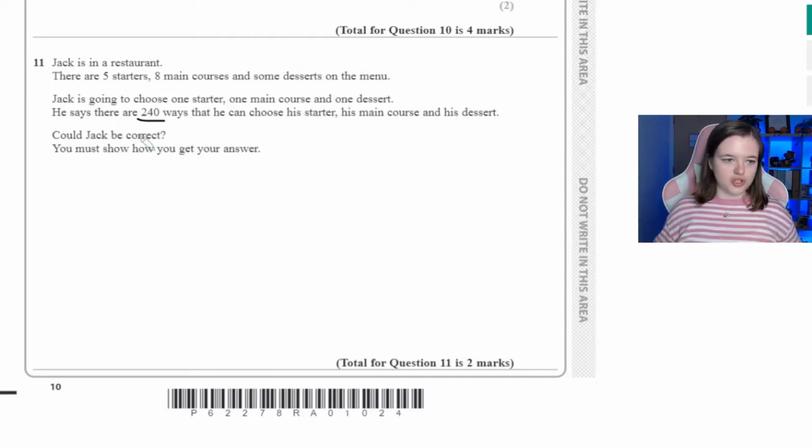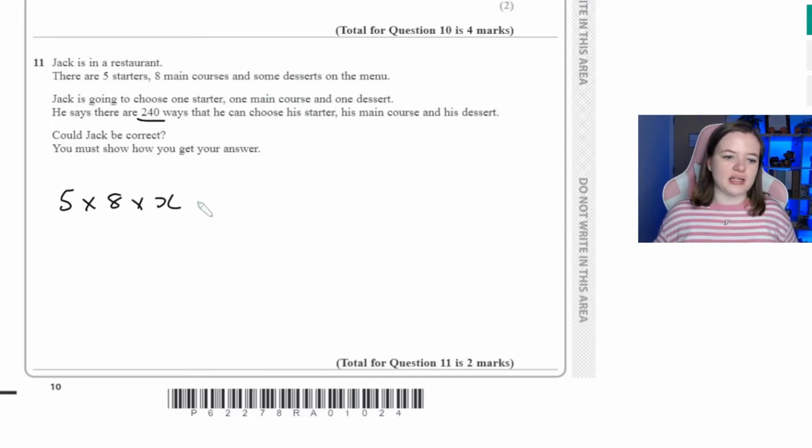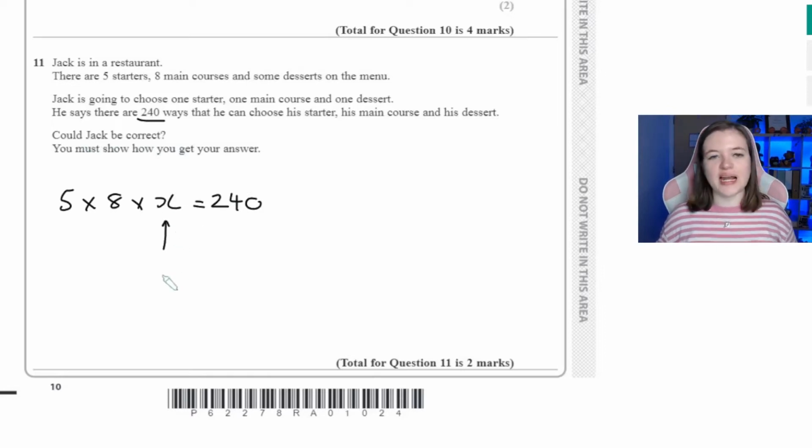Always the case. So here he's got 5 starters, he's got 8 mains, and he's got a miscellaneous number of desserts. Let's call that x, a random number of desserts, and that is going to equal 240. So all those options multiplied together is the total number of choices, 240. Jack's going to be correct if this x is a whole number. You can't have half a dessert. I mean, you can if you share, but you can't order half a dessert, or 0.1 of a dessert, or 2/5 of a dessert. So if this is a whole number, then Jack's going to be correct.